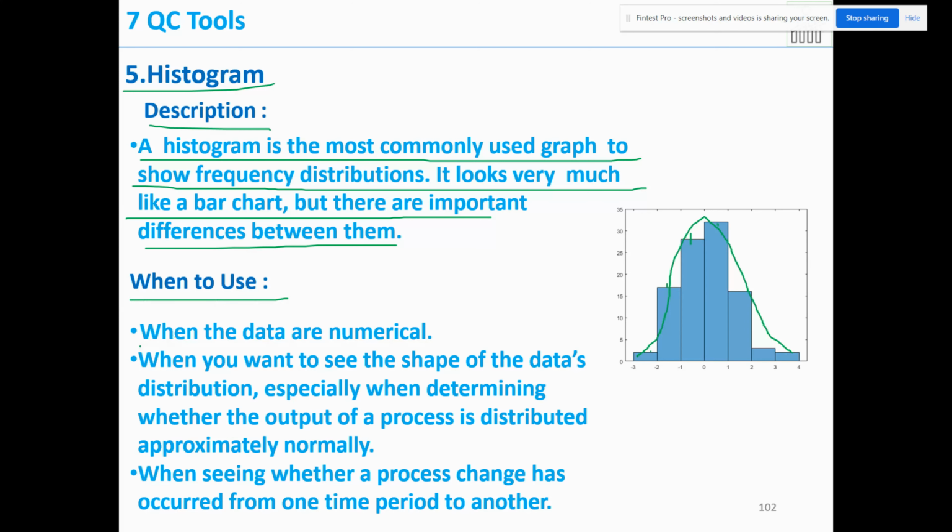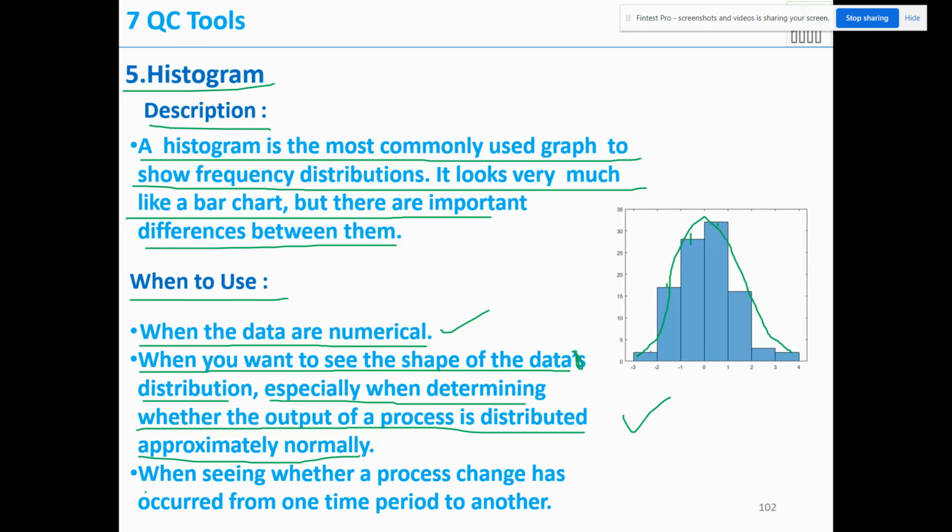So when to use it? When the data are numerical, we can use it. When you want to see the shape of the data, the data distribution, especially when determining whether the output of a process is distributed approximately normally. So whether the distribution is normal or not, in that case we are going to use a histogram. Also when seeing whether a process change has occurred from one time period to another. So that is about the histogram.